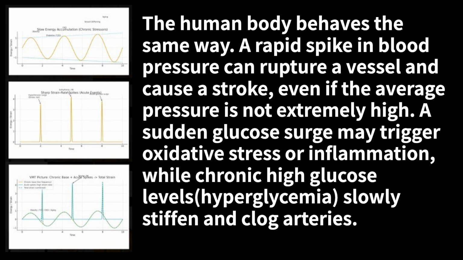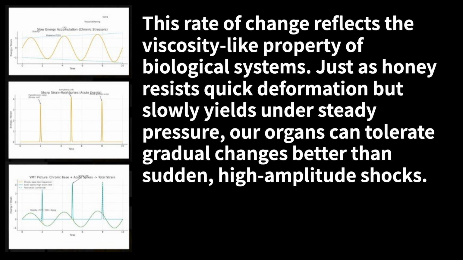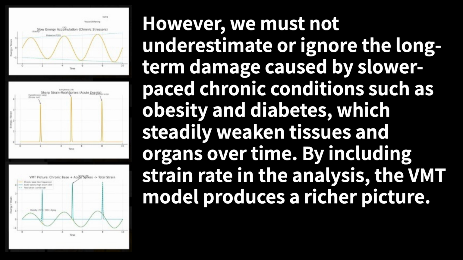The human body behaves the same way. A rapid spike in blood pressure can rupture a vessel and cause a stroke, even if the average pressure is not extremely high. A sudden glucose surge may trigger oxidative stress or inflammation, while chronic high glucose levels, hyperglycemia, slowly stiffen and clog arteries. This rate of change reflects the viscosity-like property of biological systems. Just as honey resists quick deformation but slowly yields under steady pressure, our organs can tolerate gradual changes better than sudden, high-amplitude shocks. However, we must not underestimate or ignore the long-term damage caused by slower-paced chronic conditions such as obesity and diabetes, which steadily weaken tissues and organs over time.